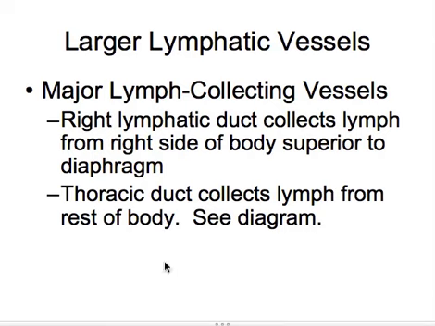So the larger lymphatic vessels, as we move up in size, we have two main ones, and these are the major lymph collecting vessels. The right lymphatic duct is an important one. It collects lymph from the right side of the body above the diaphragm, or superior to the diaphragm. And then the other major vessel is the thoracic duct, and it collects lymph from everywhere else.